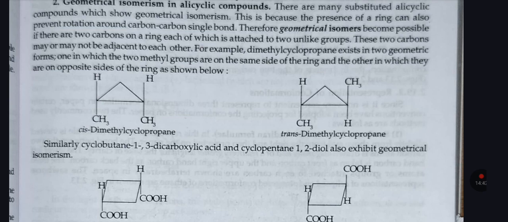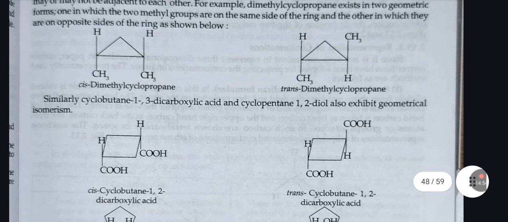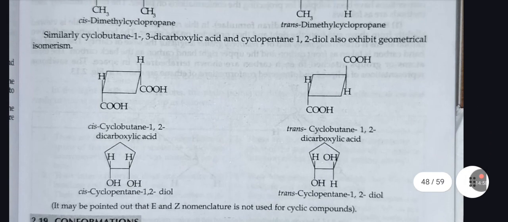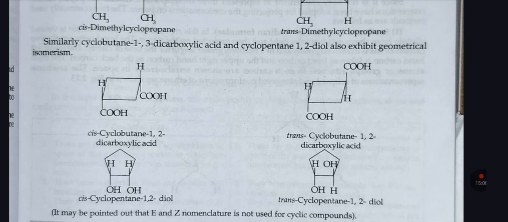Similarly, cyclobutane-1,2-dicarboxylic acid and cyclopentane-1,2-diol also exhibit geometrical isomerism, as shown in these figures: cis-cyclobutane-1,2-dicarboxylic acid, trans-cyclobutane-1,2-dicarboxylic acid, cis-cyclopentane-1,2-diol and trans-cyclopentane-1,2-diol. It may be pointed out that E and Z nomenclature is not used for cyclic compounds.